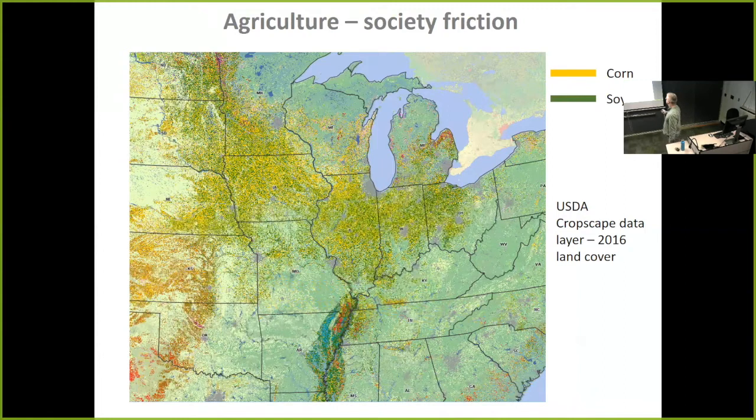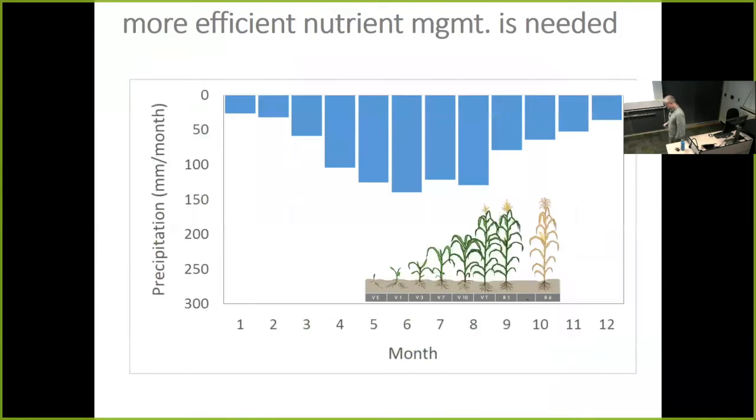And it's not surprising, as the intensity of the production upstream is overwhelming. So this is the land cover map. The yellow are corn fields, and green is soybean. This is USDA data, and the intensity of this system is amazing. And I want to give a few words about what is currently being done.